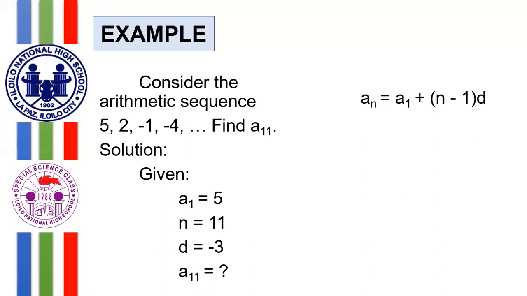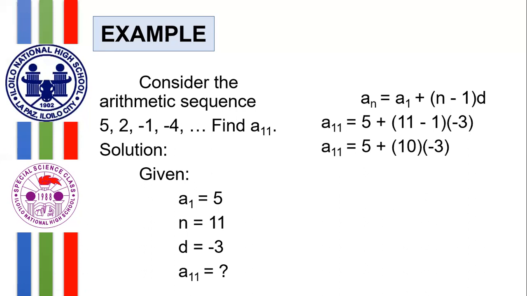Using the explicit form, a sub n is equal to a sub 1 plus n minus 1 times d, replacing all n's with 11 and substituting the rest, we have a sub 11 equals 5 plus the quantity 11 minus 1 times -3. 11 minus 1 is 10, so a sub 11 equals 5 plus 10 times -3. We multiply 10 and -3 to get -30, and the sum of 5 and -30 is -25. Hence, the 11th term of this sequence is -25.